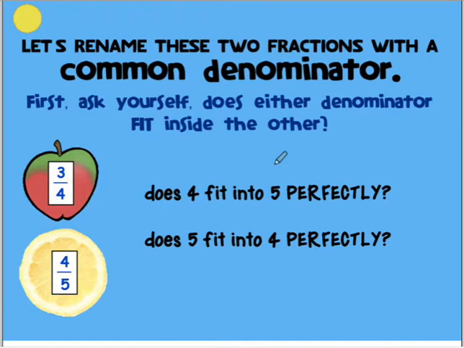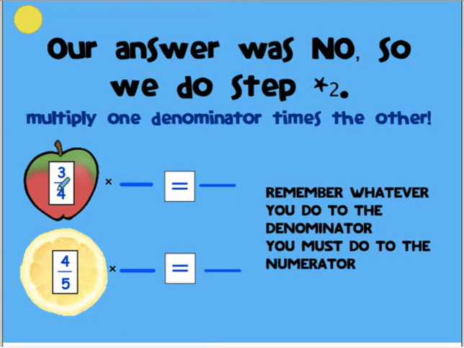So the first way to figure that out is first I can check, do the denominators fit inside of each other perfectly? So for example, does 4 fit into 5 perfectly? And I know the answer to that is no. And does 5 fit into 4 perfectly? No. So I can't do anything with them yet.